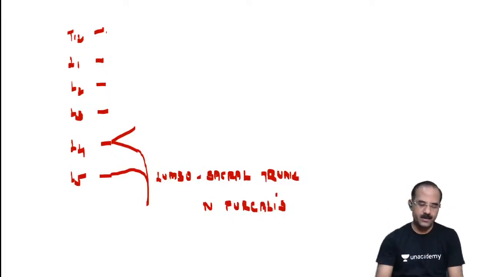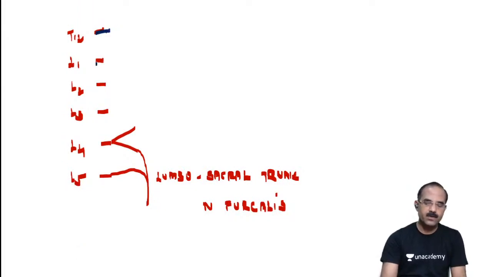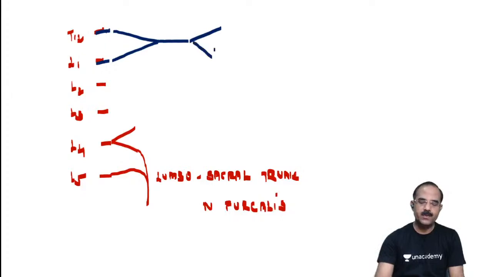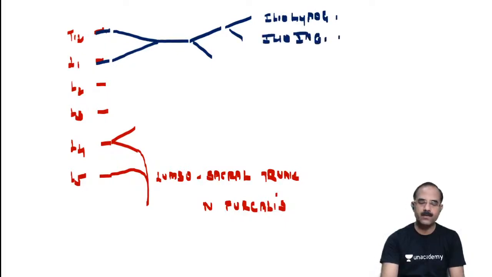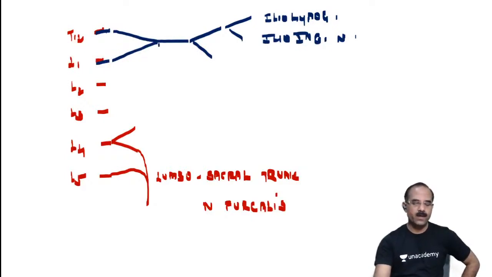I'll start. Have a look. T12 joins with L1. Just understand this first. T12 joins with L1. Here it joins. This divides into two. The upper one further divides into an iliohypogastric and then ilioinguinal nerve. Understanding? T12 joins with L1, it divides into two. The upper one further divides into an iliohypogastric and ilioinguinal nerve.